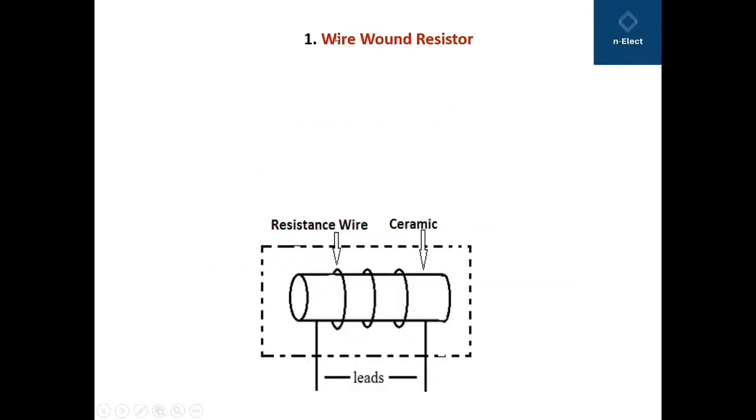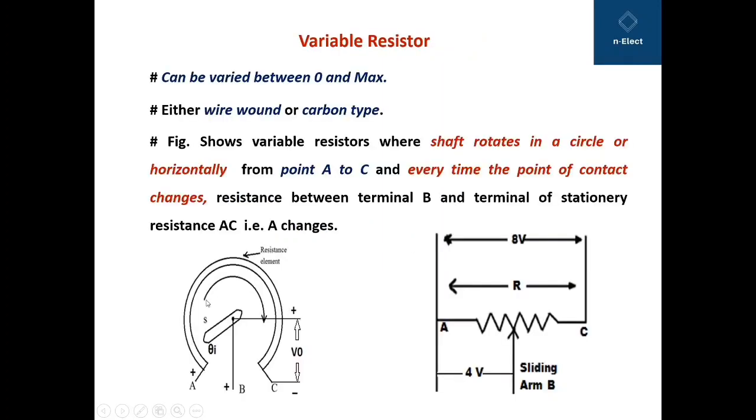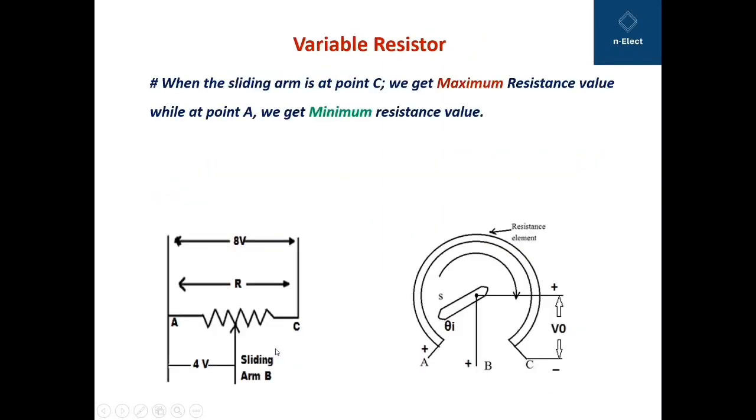Wire wound resistor, this is the first type of resistor. Here you can see in the diagram the wire wound resistor. The thin wire is wound on a ceramic core and the entire unit is placed in a casing. As we move the sliding arm like this up to C, when the sliding arm is at point C, all the resistance will come into the circuit. And here also, if this sliding arm moves like this up to point C, the entire resistance will come in the circuit.